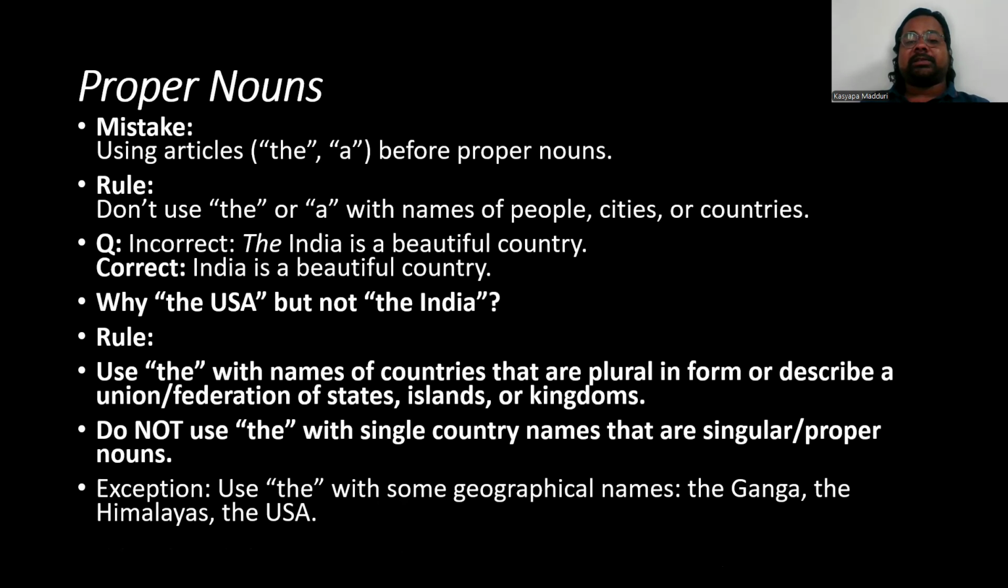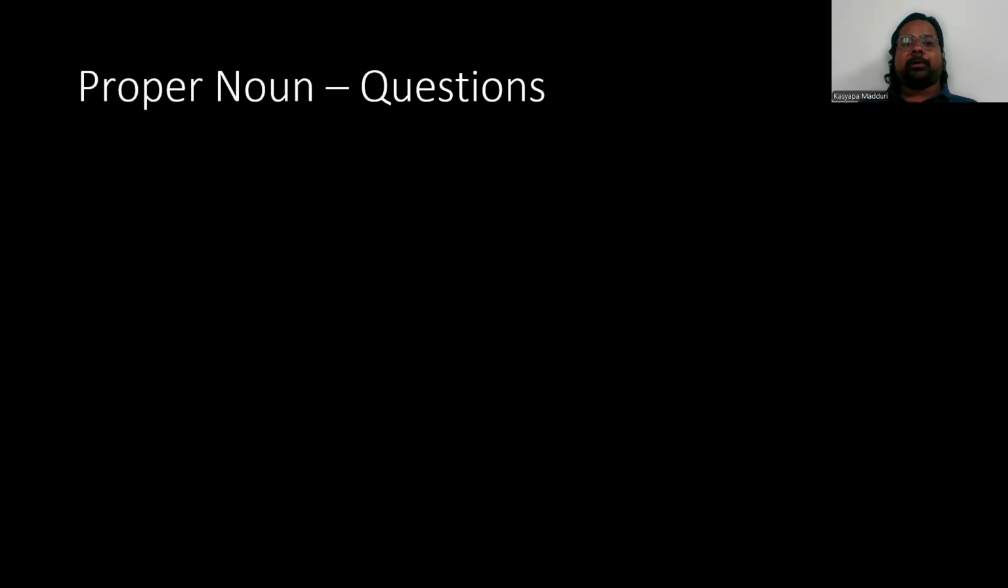Exception: use the with some geographical names. The Ganga, the Himalayas, the USA. So there are some exceptions where with a particular geographical name, you can use the. The Ganga, right? It is not just Ganga, it is the Ganga. Okay. So proper noun questions.